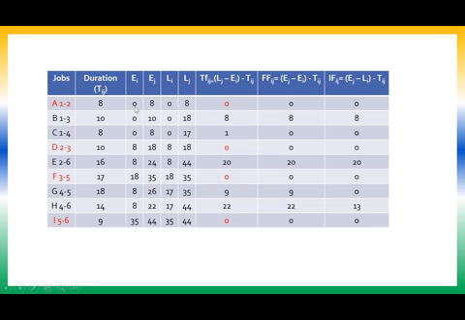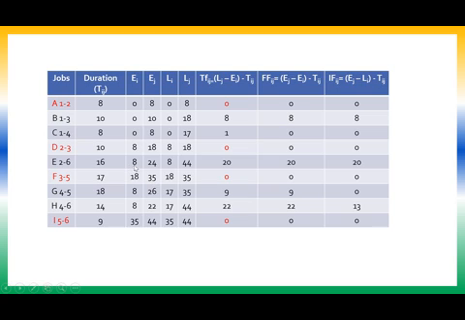Looking at the diagram, it is 0, 8, 0, 8 for 1 to 2. For 1 to 3 it is 0, 10, 0, 18. For 1 to 4 it is 0, 8, 0, 17. For 2 to 3 it is 8, 18, 8, 18.